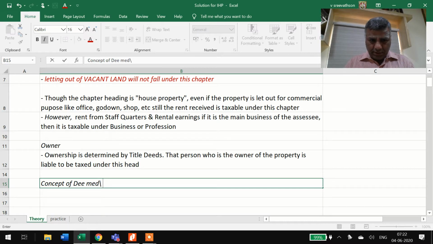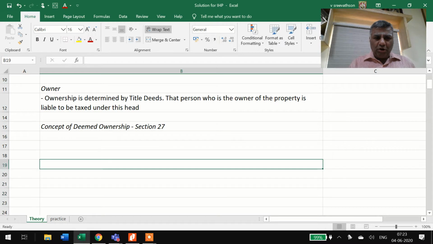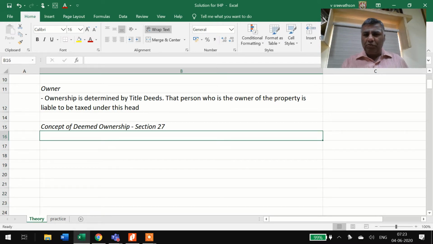Concept of deemed ownership, section 27. The word deemed means supposed to be. Supposed to be the owner of the property. What is this?